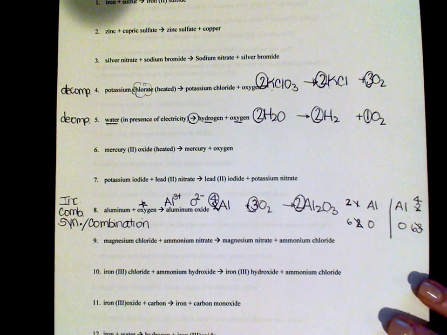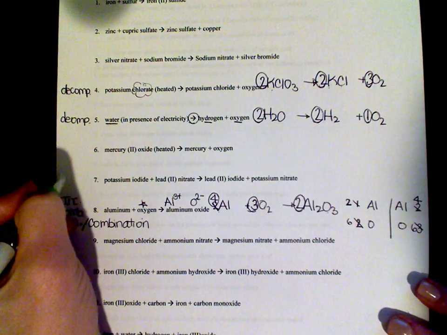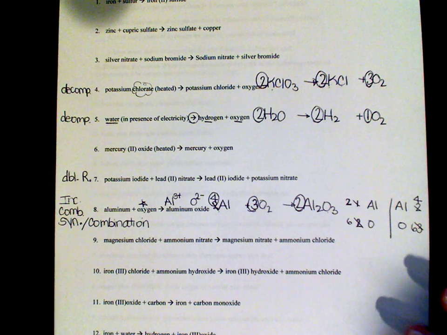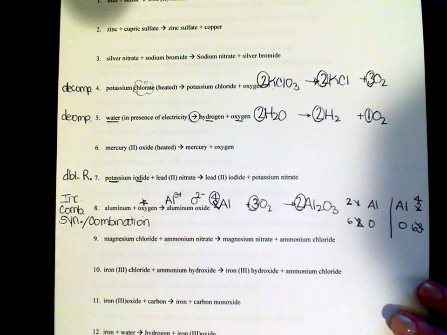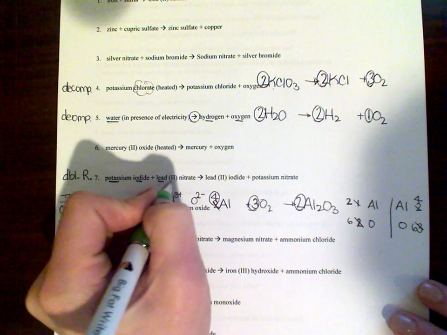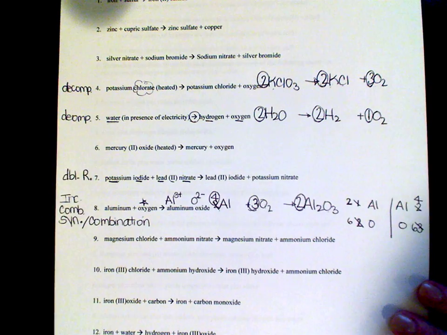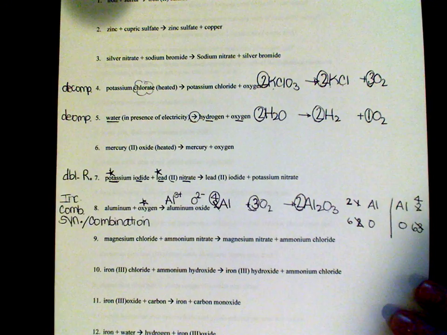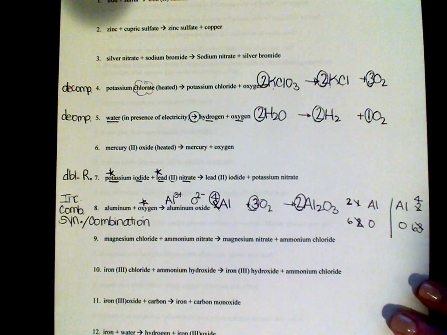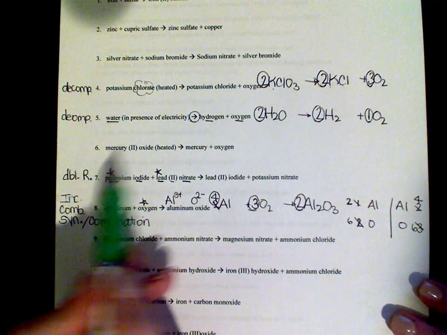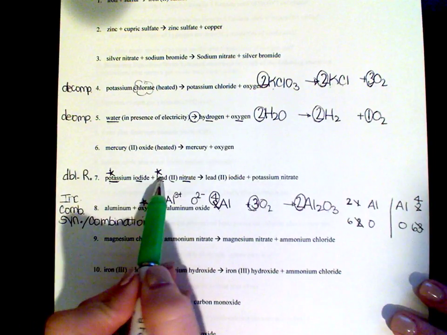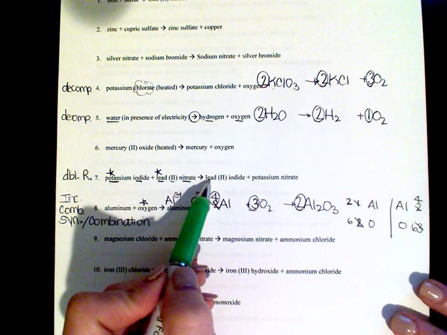We're going to go ahead and take a look at number 7. Number 7 is a double replacement, and it's also called double displacement sometimes, because I've got compounds, potassium iodide and lead 2 nitrate. And notice what's happening. The potassium and the lead, those cations, are switching places. The potassium was with the iodide, now the potassium is with the nitrate. The lead was with the nitrate, now lead is with the iodide.